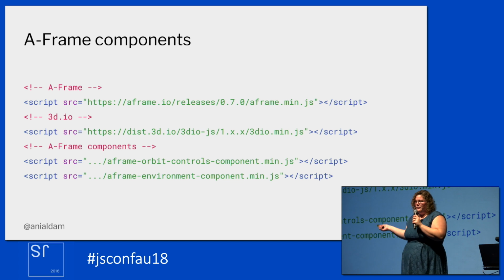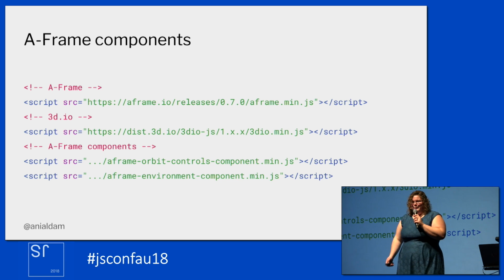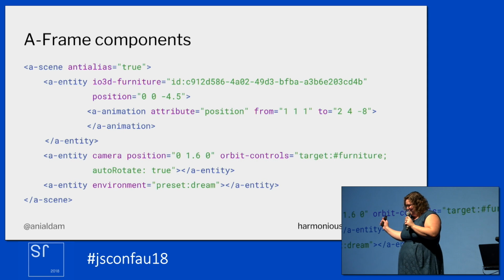The first one is A-Frame that we want to use. Then the second one is 3D.io, the framework we are working on. And then we have some community examples like orbit controls, which controls an object that could go around something else. And we have an environment component, which is really cool. I'll show you later what it looks like.